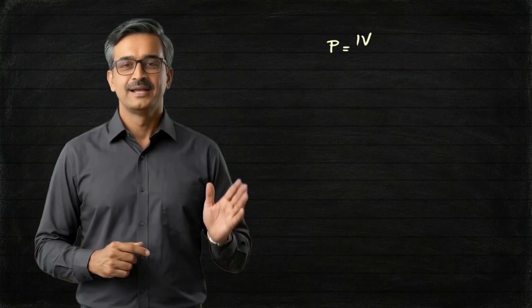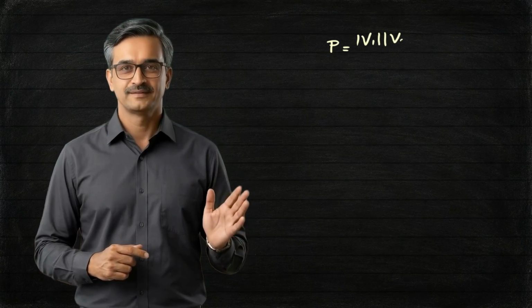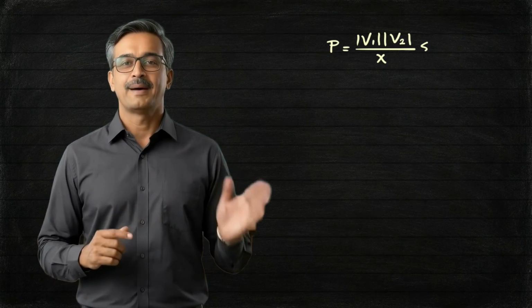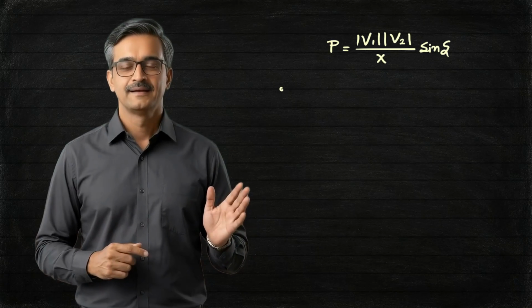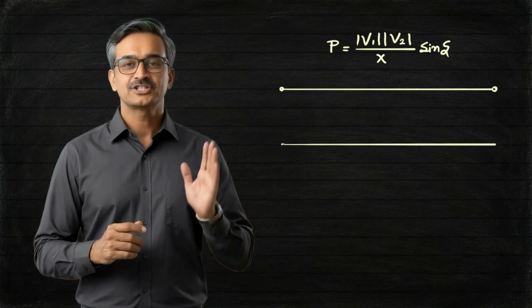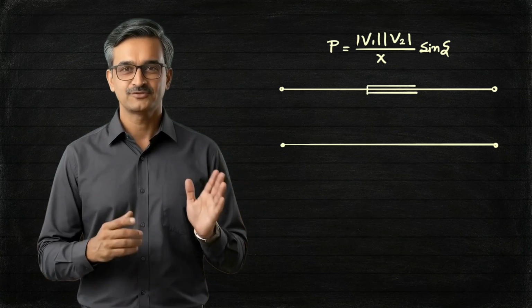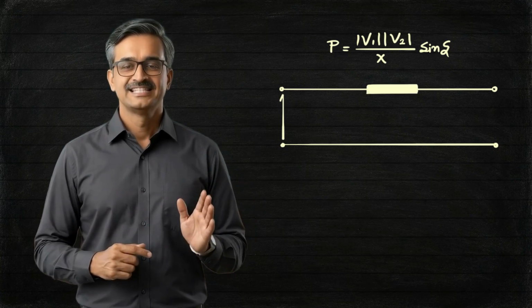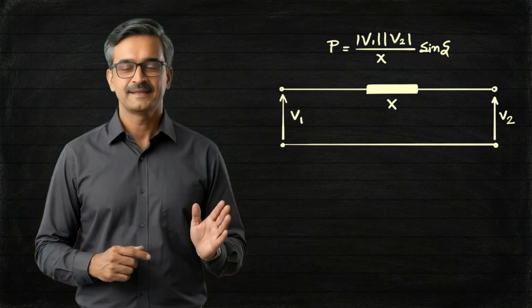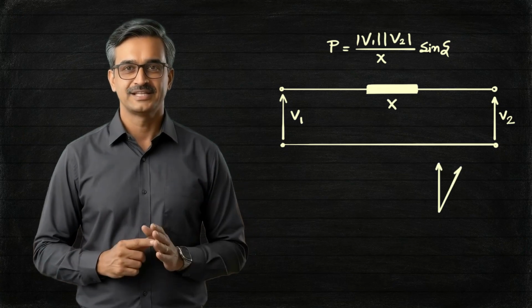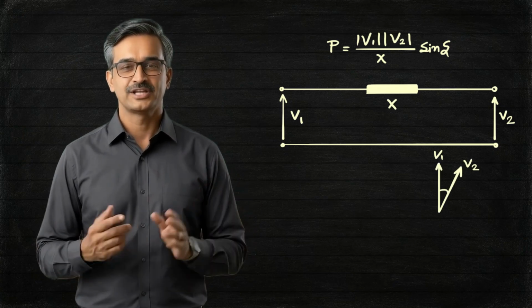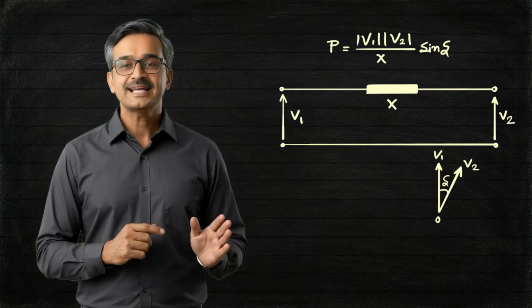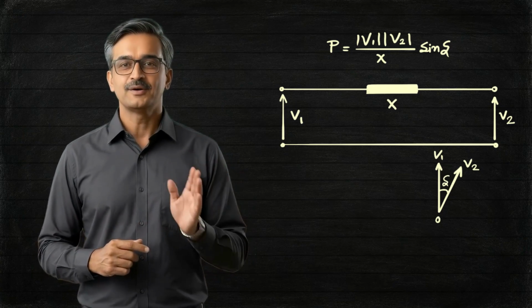The transmitted power is P equals the magnitude of V1 multiplied by the magnitude of V2 divided by x multiplied by sine delta. Here, V1 is the sending end voltage, V2 is the receiving end voltage, x is the series reactance of the transmission line, and delta is the phase angle between the sending end and receiving end voltages. Again, you can see that power transfer depends on the sine of the power angle.